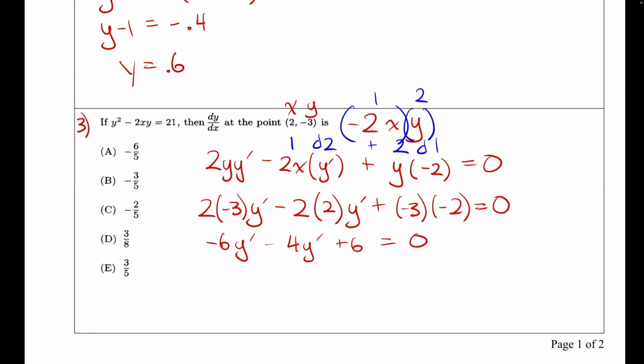0. I have a total of negative 10 of these y primes, and I'm going to move that 6 to the other side, so I'll get a negative 6 on the right-hand side. If I divide both sides by 10, I get y prime is equal to a positive 6 over 10, so negative divided by negative is positive, which reduces to 3 over 5, a positive 3 over 5, might I add, which means our correct answer here is E.